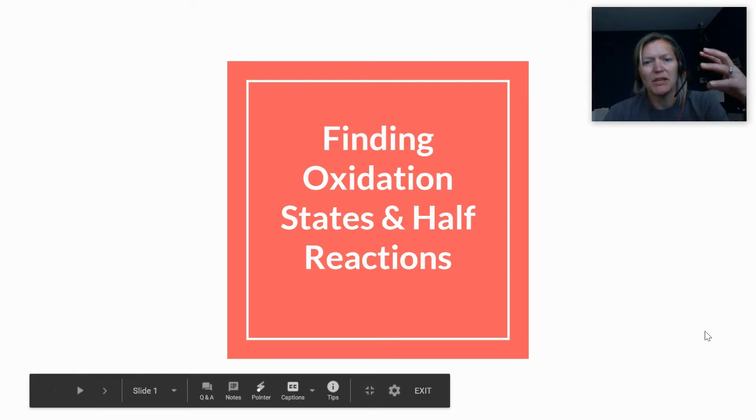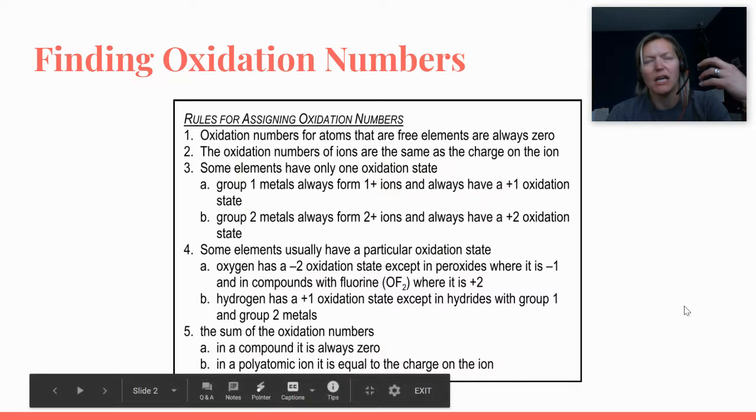Hi, so we're going to do the next unit. Next unit is all about oxidation states and half reactions and eventually moving on to cells, batteries, and things like that. So first of all, we have to go through some rules.